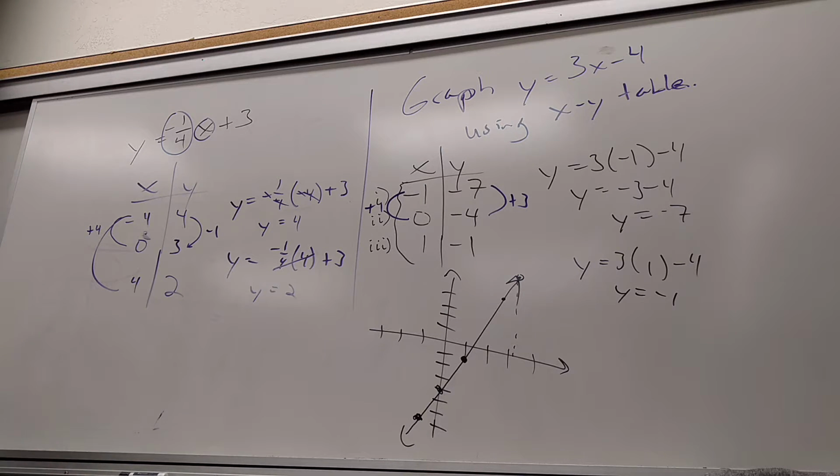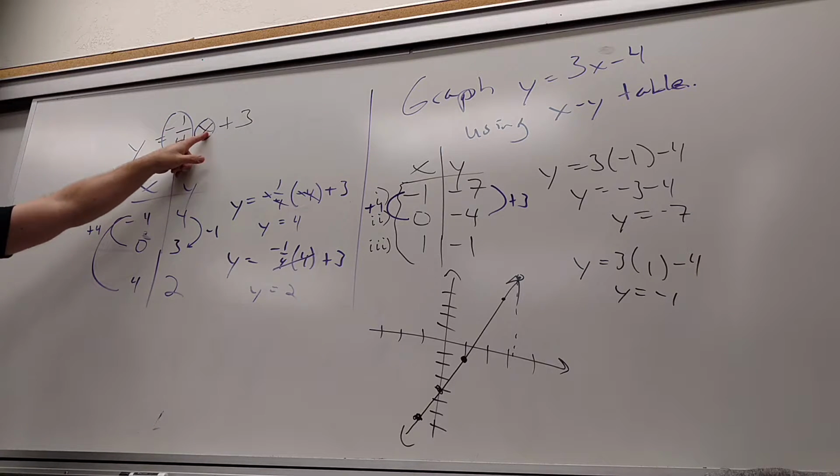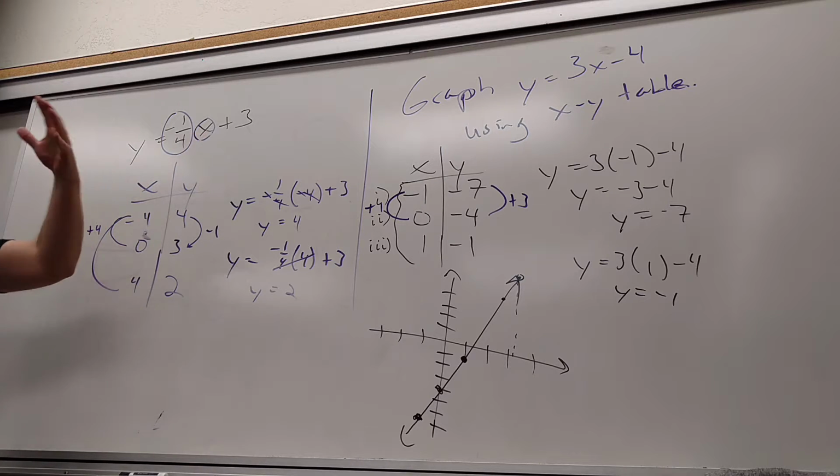Okay, sorry. So if you have a fraction there, you can be smart about the inputs you use. I'm not going to use 7. I'm going to use multiples of 4. So if there was a 3 down there, I might use 6, 3, -3.